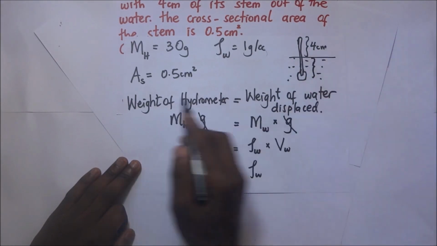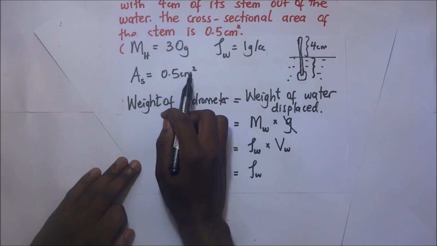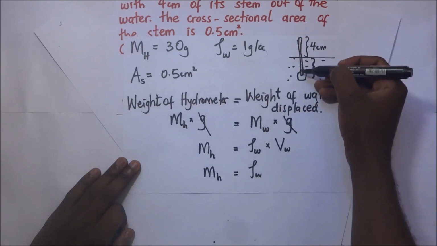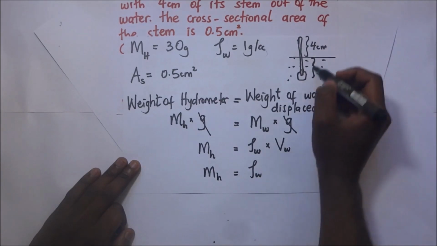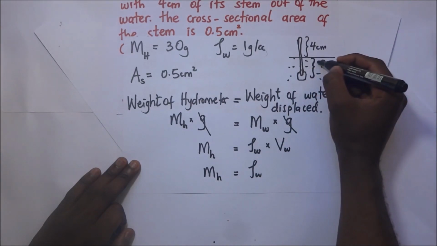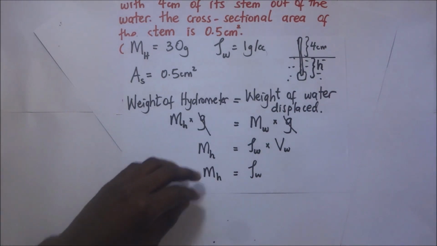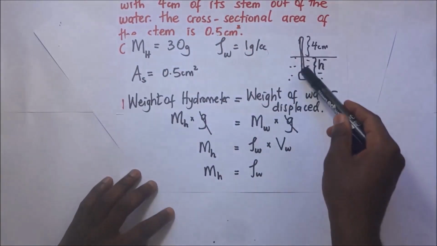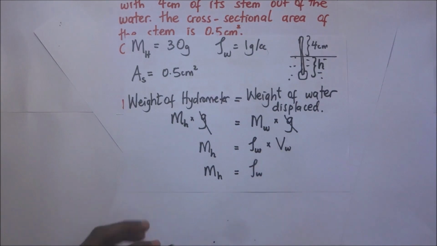Now, we already have the cross-sectional area of the stem, which is 0.5 centimeters squared. So if we want to find the volume of the water that has been displaced, it's simply going to be equal to the cross-sectional area of the stem times the height that has sunk in the water, the height that has been submerged. That height, multiplied by the cross-sectional area of the hydrometer, is what is going to give us the volume of the hydrometer.